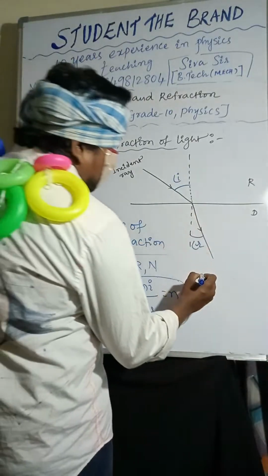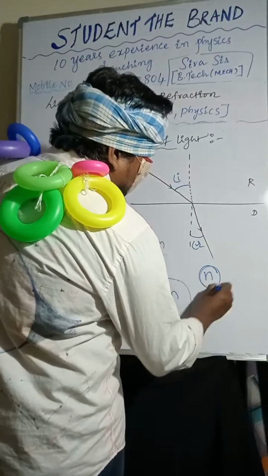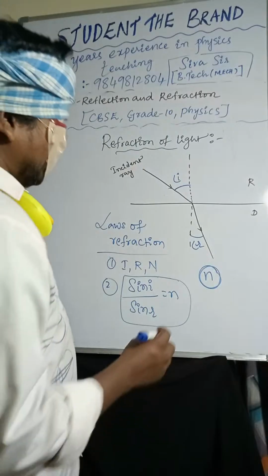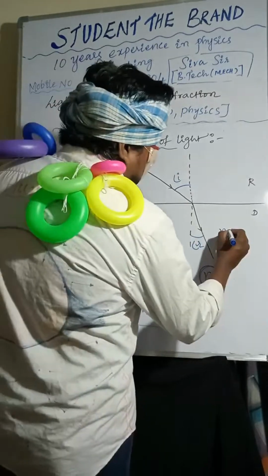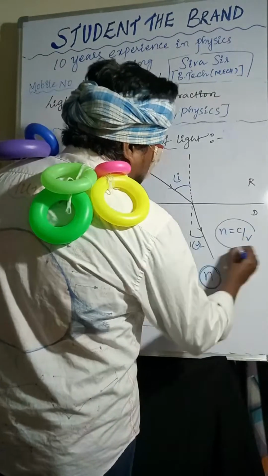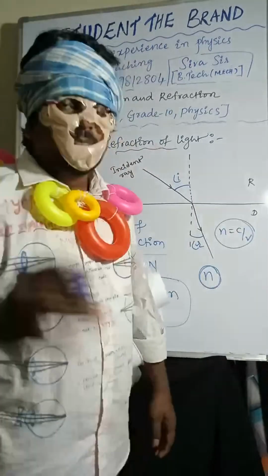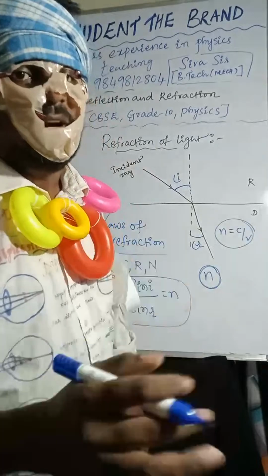n is the refractive index. So n equals c by v: the speed of light in vacuum divided by the speed of light in the medium.